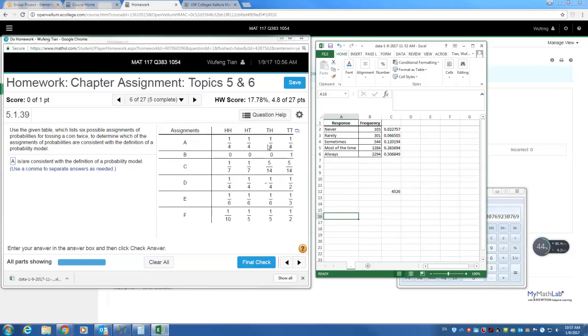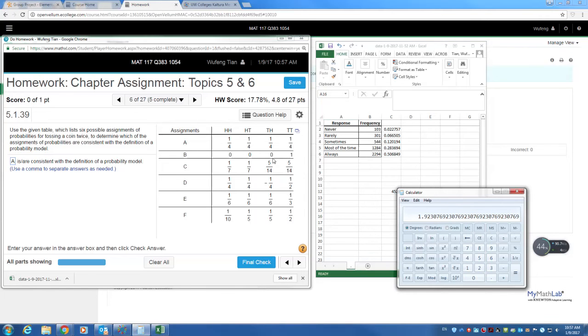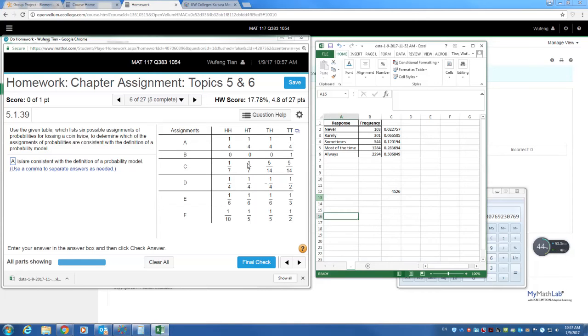Heads, tails, heads, tails at 1/4 each are consistent with the definition of a probability model. If you add them together it is 1, so it is a probability. This is a coin you toss twice, so you have head-tail outcomes. It should be A, but if there are 6 possible assignments, it could be another one, because it does not say it's a fair coin.